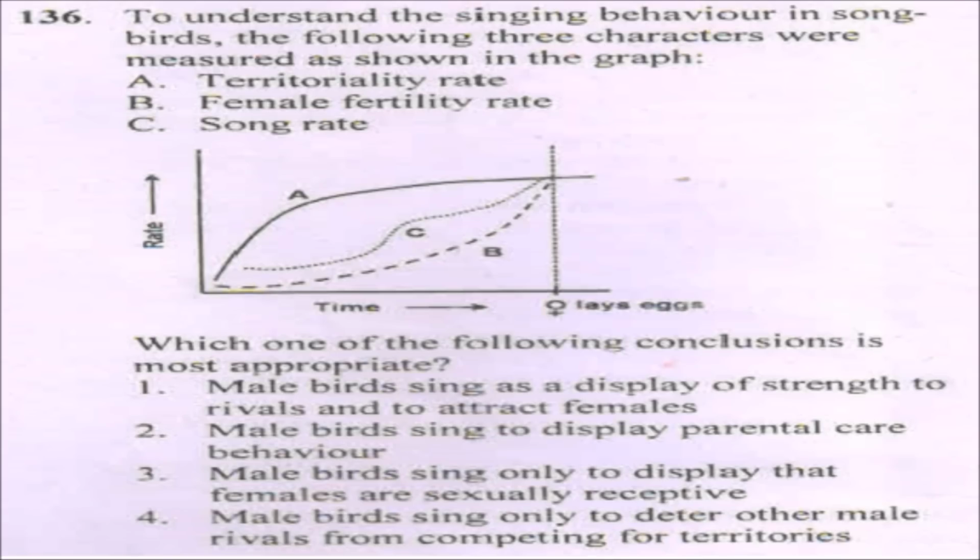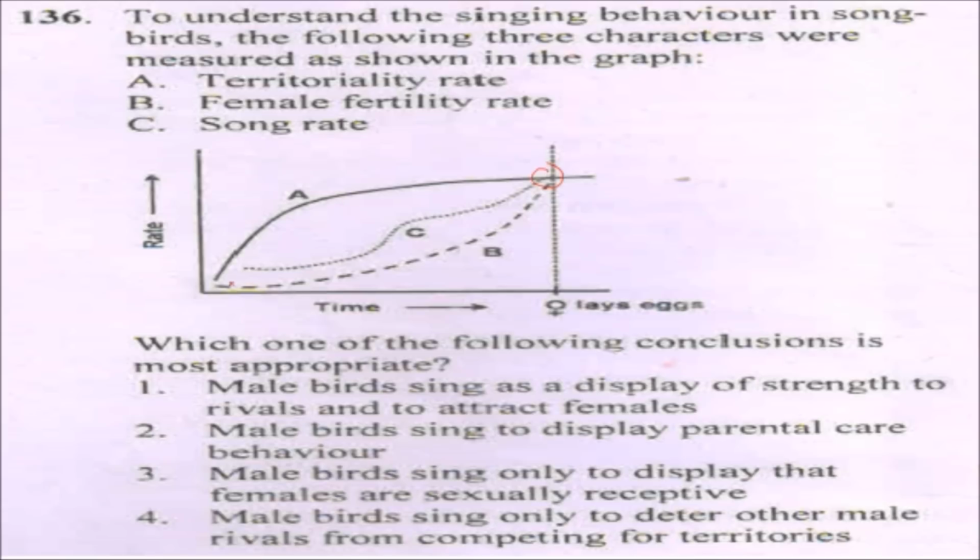Next is, to understand the singing behavior of the bird, the following 3 characters were measured. First is the territorial character represented by graph A. B is the female fertility, dotted line, and song rate is the sharp dotted line, which is representing C. So from here we can analyze that when the singing behavior is increasing, the territory is also increasing.